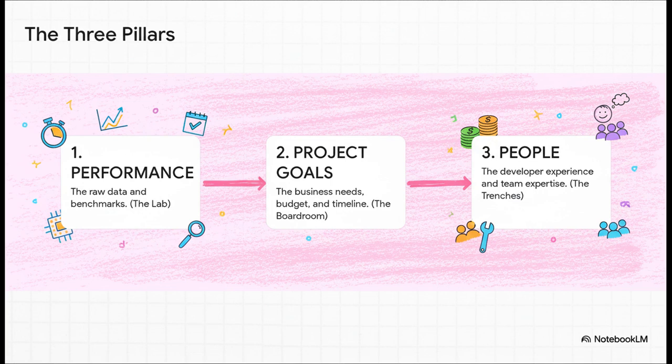That's our lab data. Pillar 2 is project goals. That's the boardroom perspective, all about business needs. And pillar 3 is people, the developers in the trenches, their experience, their happiness, their skills. Each corner of this triangle represents one of the voices we've just heard from.